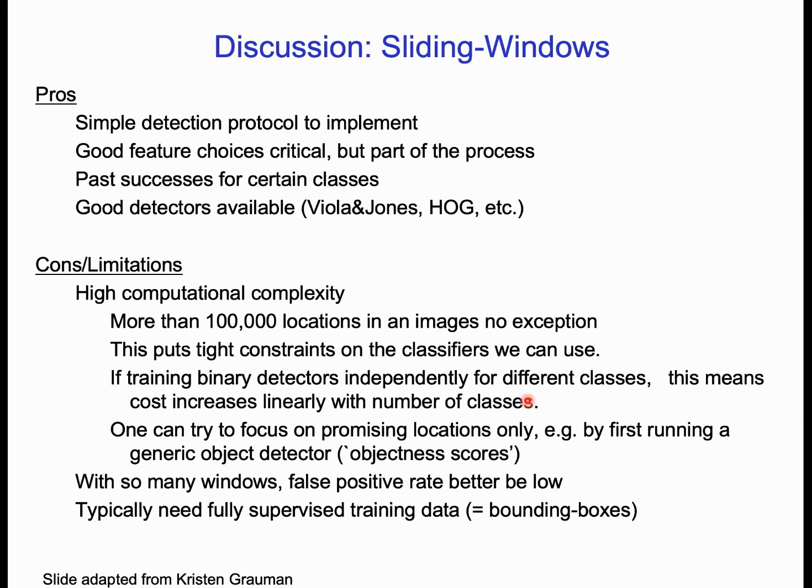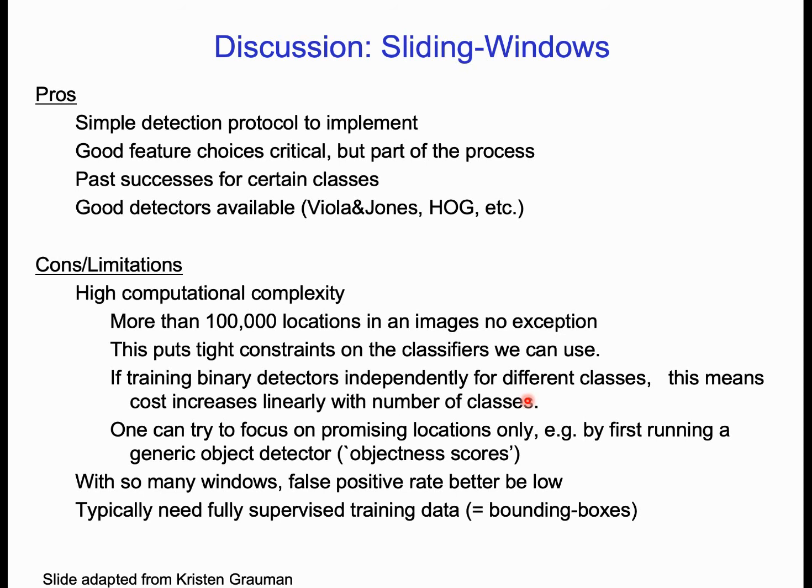The limitations are that it still has high computational complexity. For each patch, you need to give a decision. So more than 100,000 locations in an image have to be fed through a binary classifier for a decision. Now, this puts a tight constraint on the classifiers that we can use. We cannot use extremely complicated classifiers.